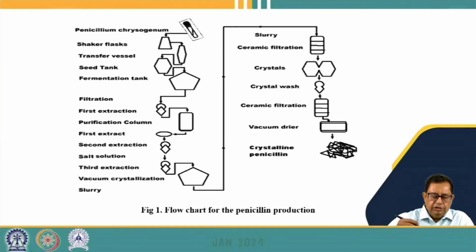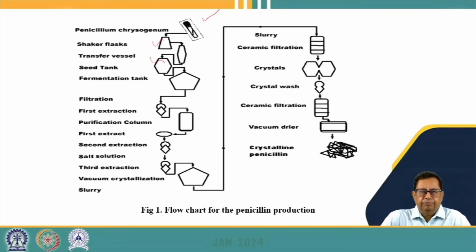So we can see here this process of penicillin production. We have Penicillium chrysogenum, which is taken into the lab where we use a number of shaker flasks so that we can isolate and grow Penicillium chrysogenum in controlled conditions. Later it can be transferred to a seed tank where the growth of this fungus is further enhanced.